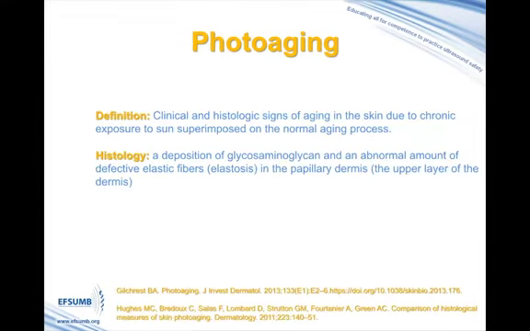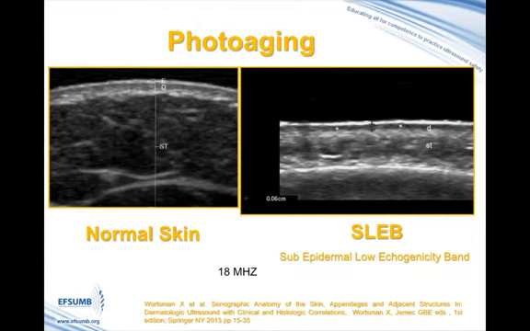What is photoaging? Photoaging is the presence of clinical and histologic signs of aging in the skin due to the chronic exposure to sun, which is superimposed on the normal aging process. In histology, we detect a deposition of glycosaminoglycans and an abnormal amount of defective elastic fibers, which is called elastosis. These alterations are located in the papillary dermis, which is the upper layer of the dermis. How photoaging looks on ultrasound.